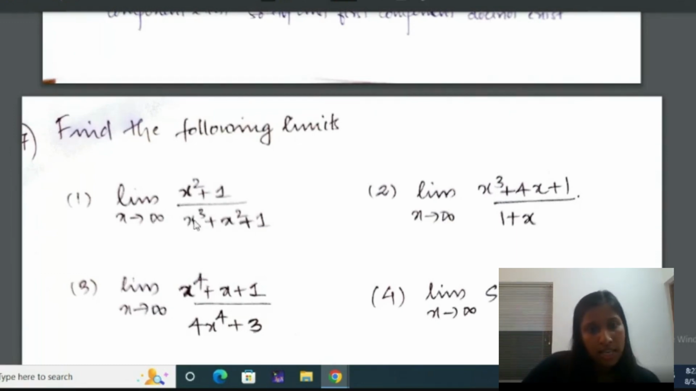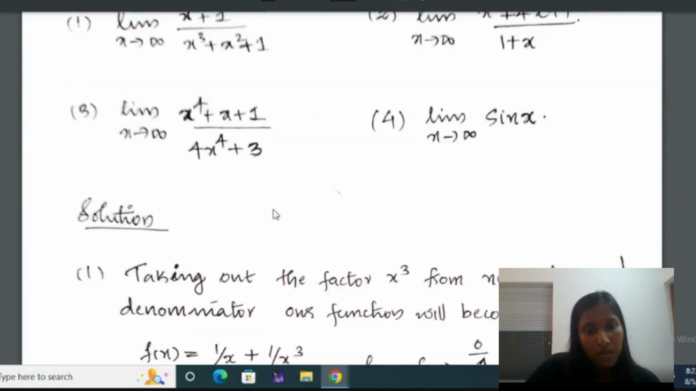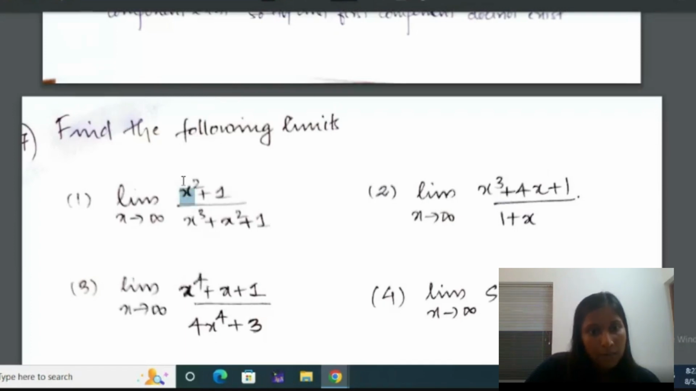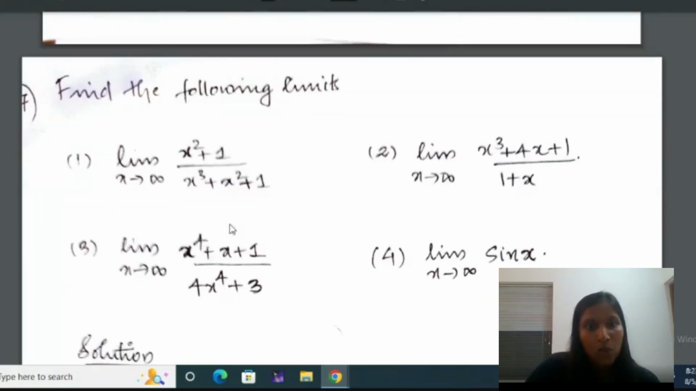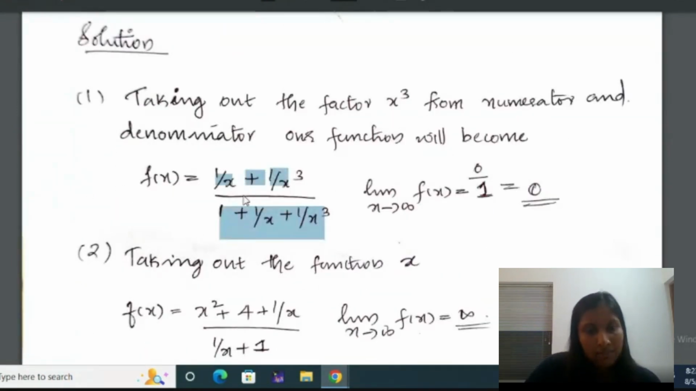So here we have x square plus 1 in the numerator and x cube plus x square plus 1 in the denominator. In the denominator, the highest power is x cube. So you just take out the x cube factor from both the denominator and numerator. If we take x cube out, the numerator term becomes x square by x cube, that is 1 by x, and in the denominator it will be 1 by x cube. So take out x cube from the numerator and denominator, and just cancel it out. Then apply the limit. If we apply the limit on this function, it will be 0 by 1, that is 0.